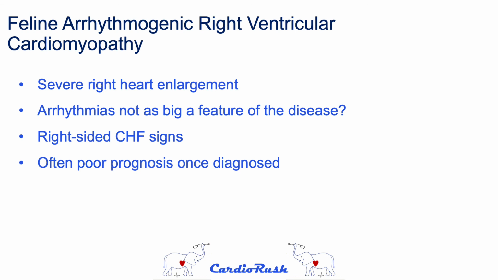Cats can also get arrhythmogenic right ventricular cardiomyopathy, and they may or may not have arrhythmias the same way that boxers and English bulldogs do. They tend to get impressive right heart enlargement with significant tricuspid regurgitation, and right heart failure may be developed by the time of diagnosis.